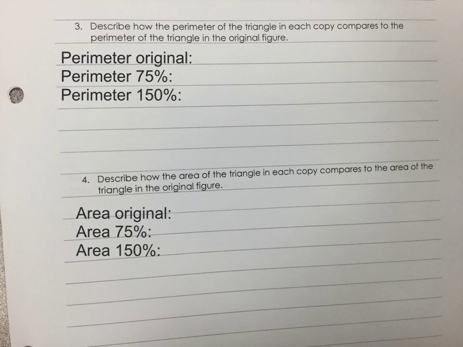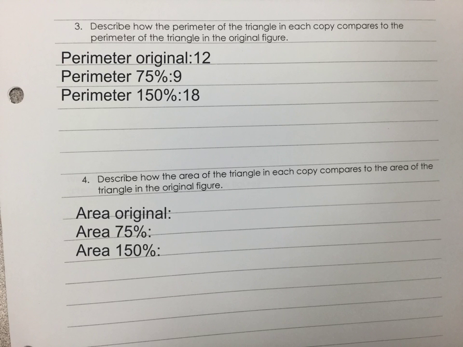So for problem number 3, we're going to look at the perimeter of the triangle. So we're going to look at the perimeter of the original triangle, the perimeter of the 75% triangle, and the perimeter of the 150% triangle. And we want to see what happens to the perimeters each time. So go through now and calculate the perimeter of each of those triangles. Pause the video, do your calculations, come back and check to make sure you got it correct.